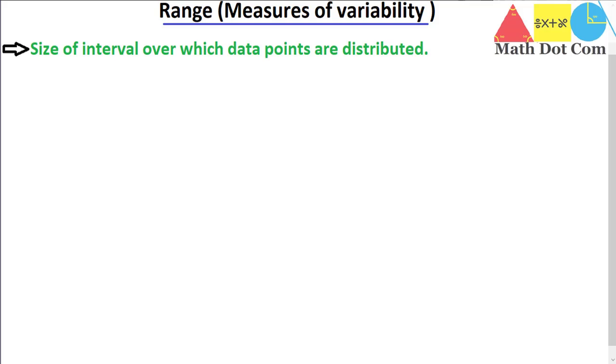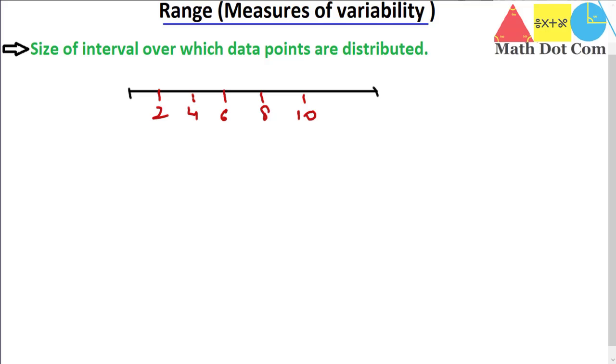So the range is defined as the size of the interval over which the data points are distributed. Now what does it mean? For example, here we have a number line and there are values, like if I write here 2, 4, 6, 8 and 10. This is a data set. We have to find the size of this interval, or the width of this distribution.